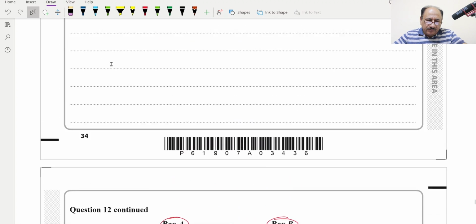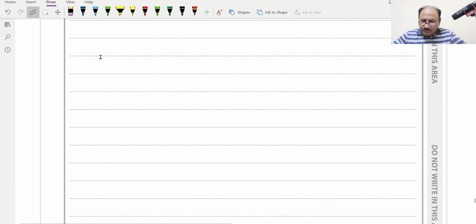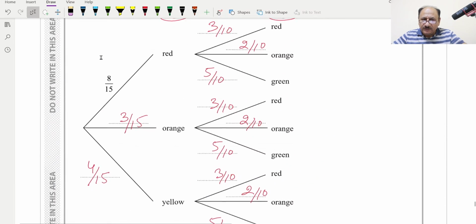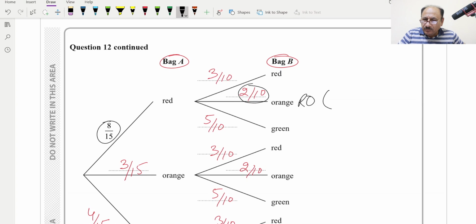Now, after completing the B part, it is saying calculate the probability that the two counters taken have different colors. So what will be the situations in which we are having different colors? Different colors we can mention over here. It will be red and orange. So red and orange, this will be one option. And for this one, we can take this multiplied by this one. So we can write probability will be 8 over 15 multiplied by 2 over 10. This will be the probability.